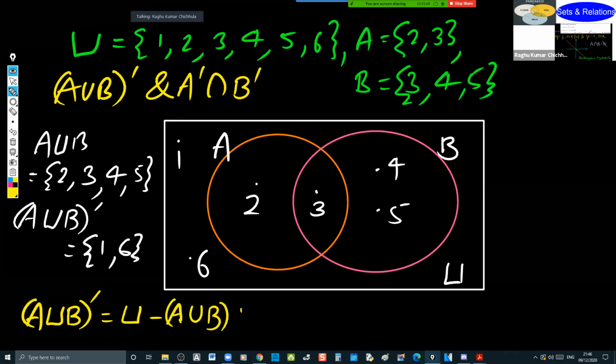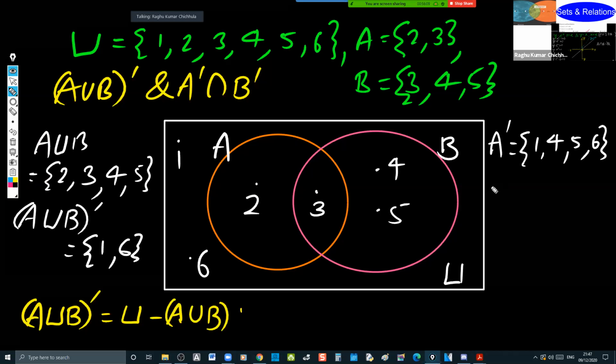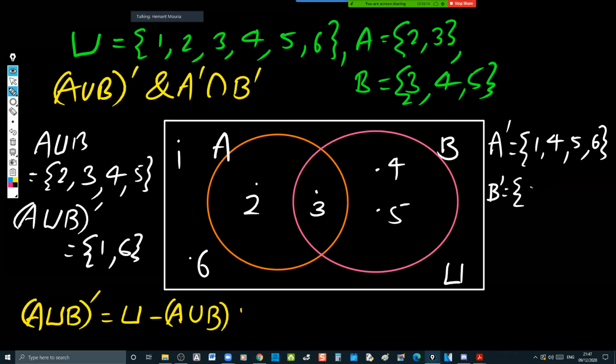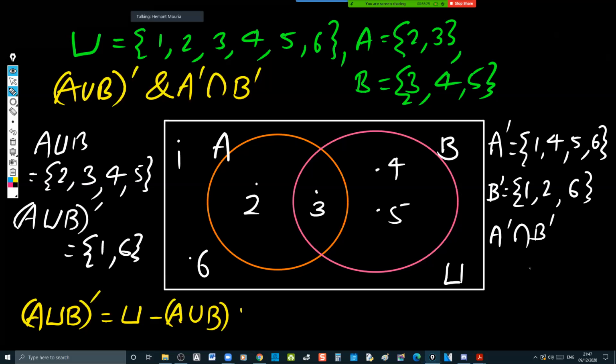Similarly, what is A complement? Not A: 1, 4, 5, and 6. Now tell me B complement: 1, 2, and 6. So what I need is A complement intersection B complement. Common: so 1 and 6.